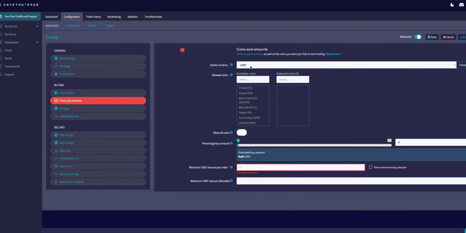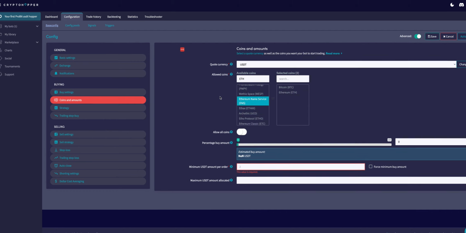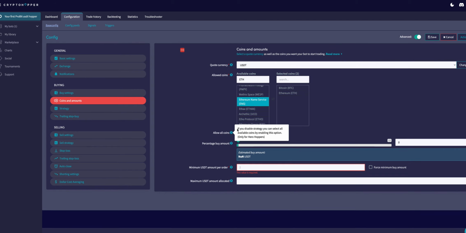So my quote currency here is USDT. What you're going to want to do is make sure that the coins you're trading are ones that, like I said, you have a long-term conviction for. So I'm just going to put Bitcoin and Ethereum right now, just so you can see how this works. You also have the option to allow altcoins, but it's only available for a certain level of subscription.